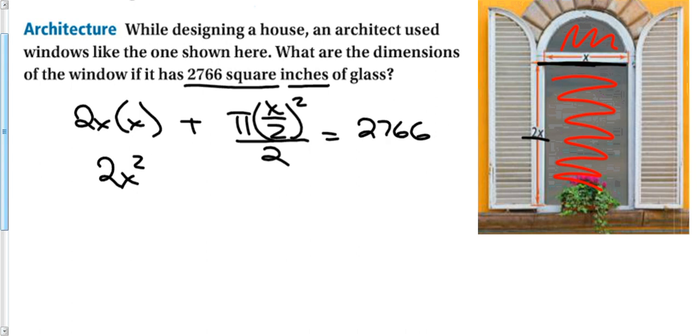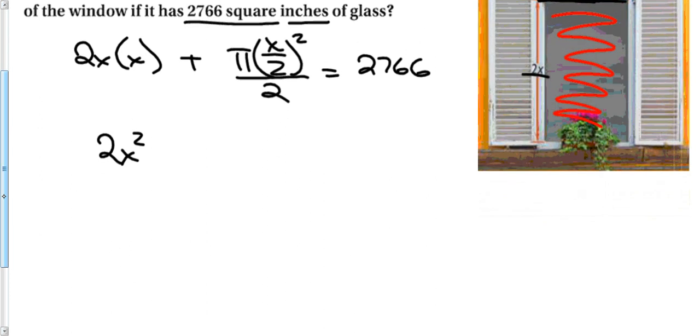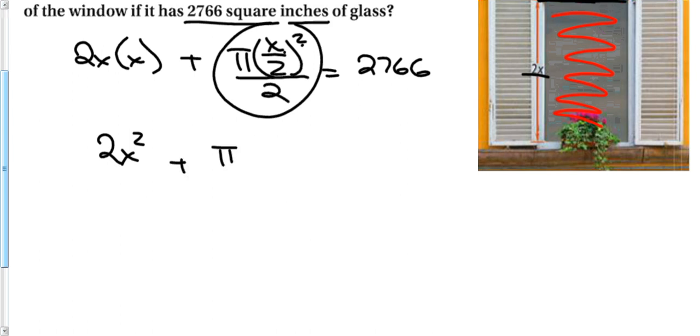I can solve this fairly easily. Let's see how we do it. So first, let me simplify this piece right here. I want to square x over 2. So first here, I'm going to have pi. That's going to be x squared over 4 over 2. But if I want to divide by 2, that's the same thing as multiplying by 1/2. So this expression can turn into, and that's going to equal 2766.